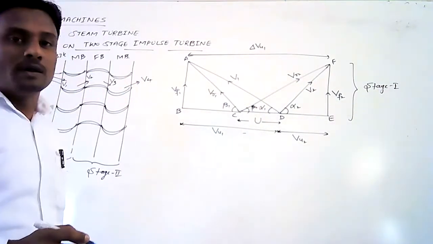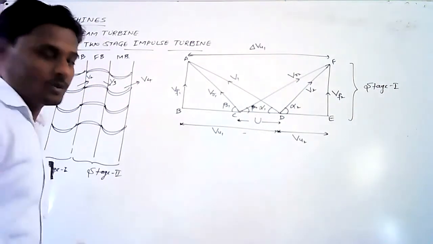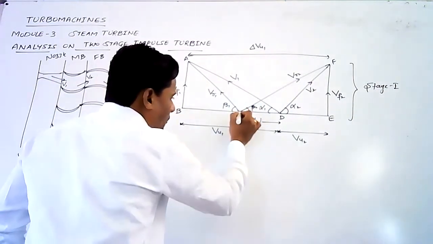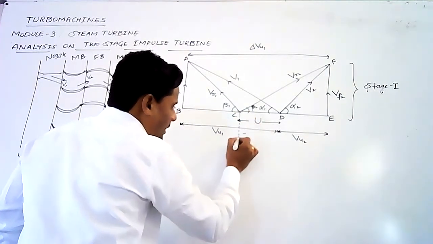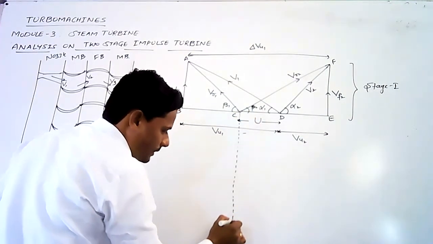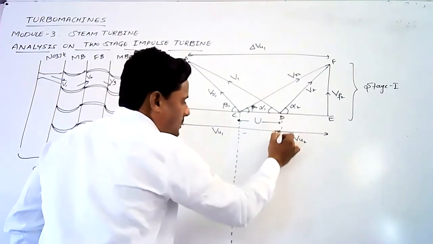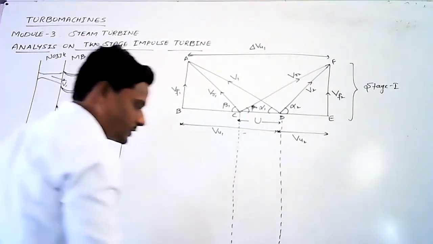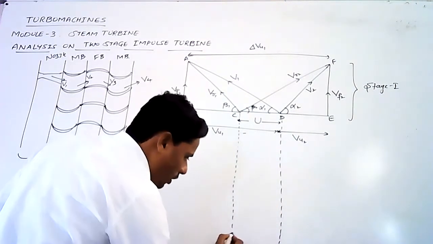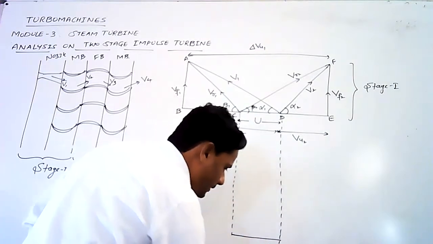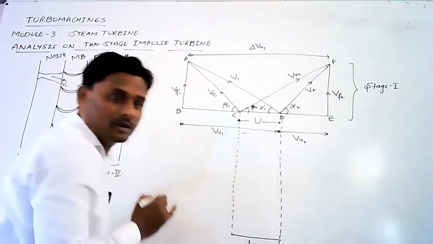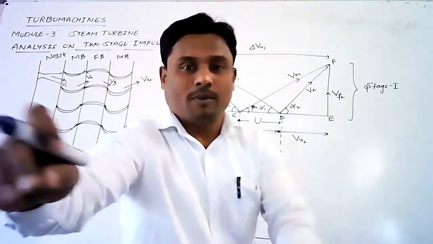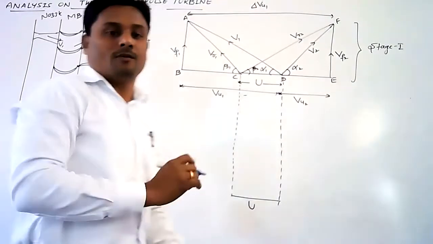Now, how to draw the combined velocity triangle for stage 2? Listen carefully. From point C, just take a locus line here, and from point D, just take a locus line from here. Now, this is the common base U.